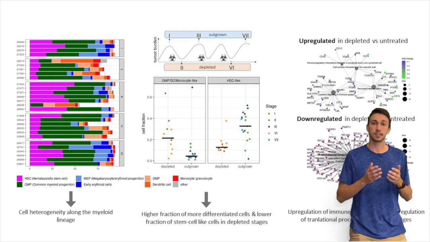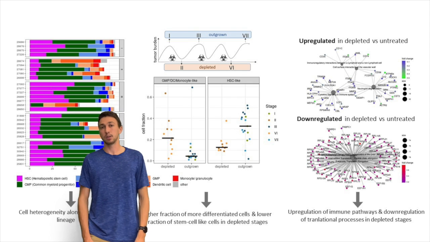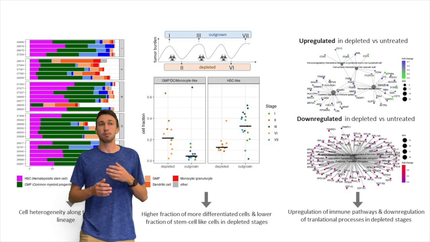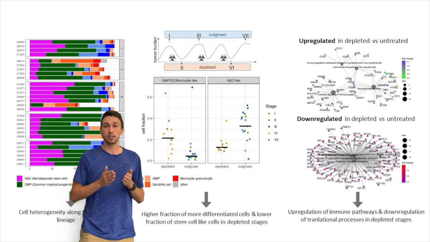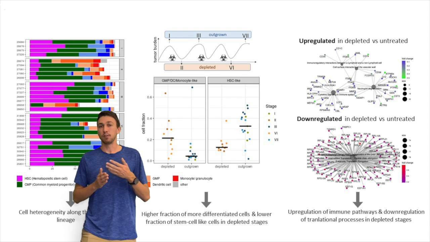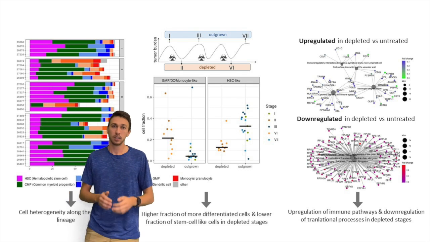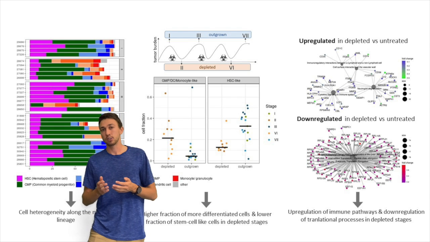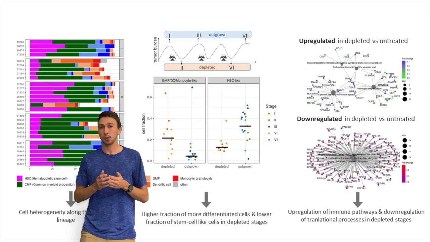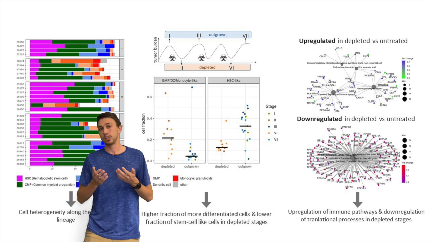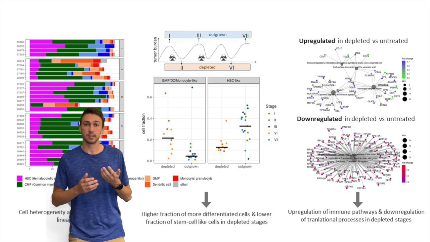Interestingly, in the depleted stages, so where mice were sacrificed shortly after chemotherapy treatment, the fraction of more differentiated GMP or monocyte-like cells was higher, but the fraction of HSC, so hematopoietic stem cell-like cells, decreased. Similarly, we saw in a differential expression analysis an upregulation of immune signaling pathways and a downregulation of genes associated with translation in these cells, from the depleted stages.